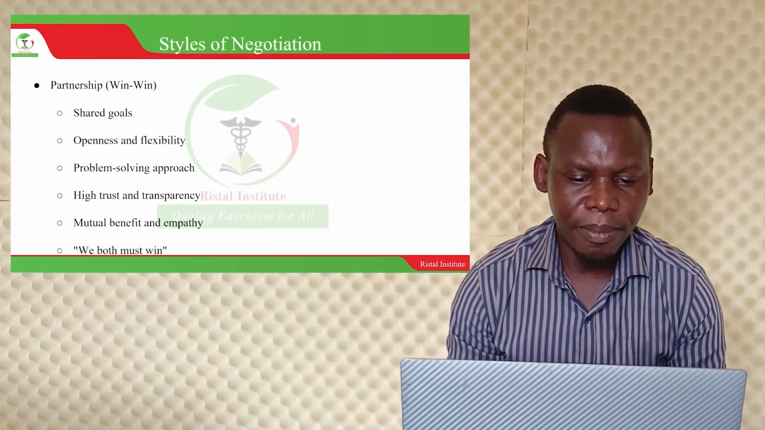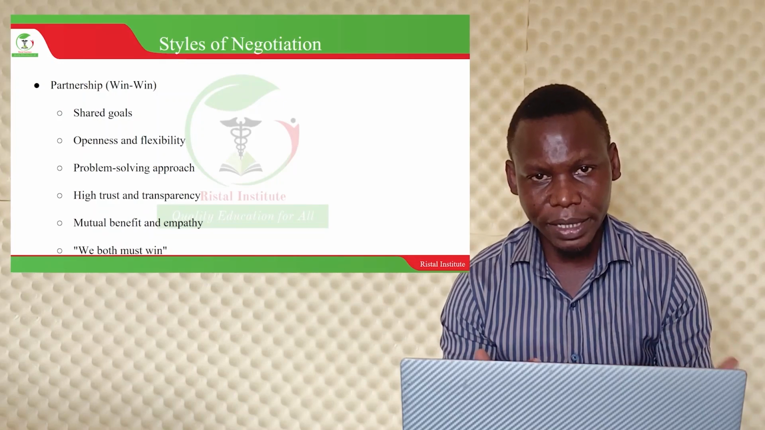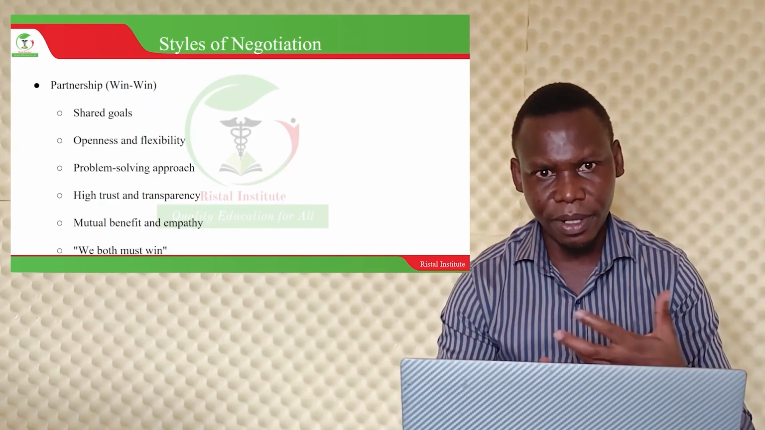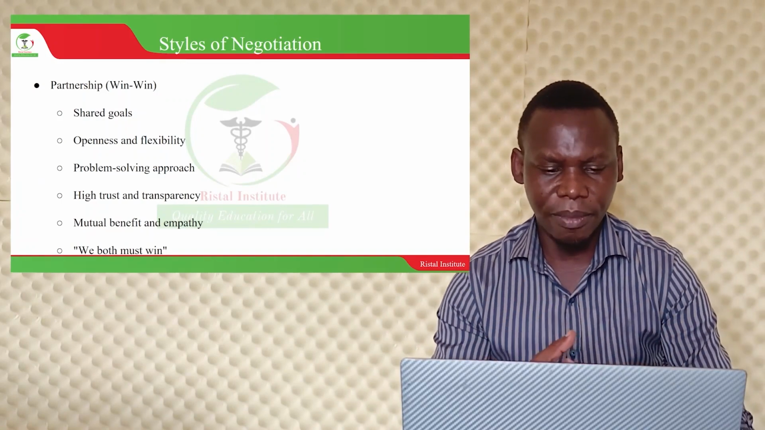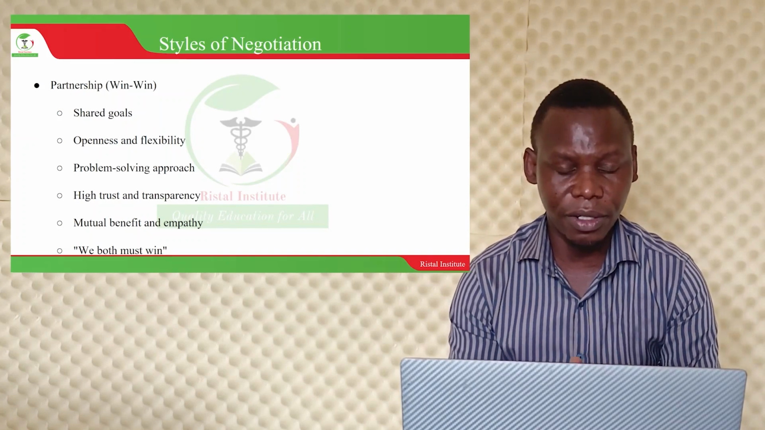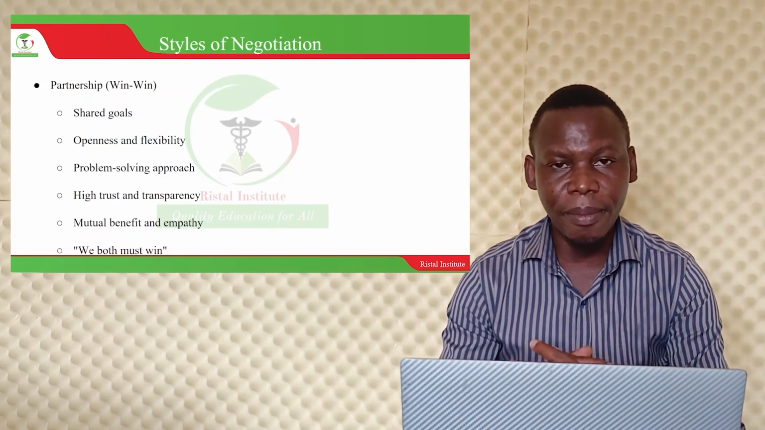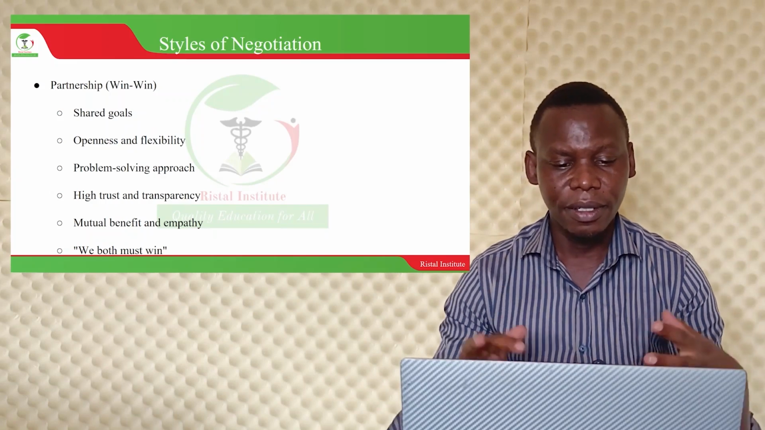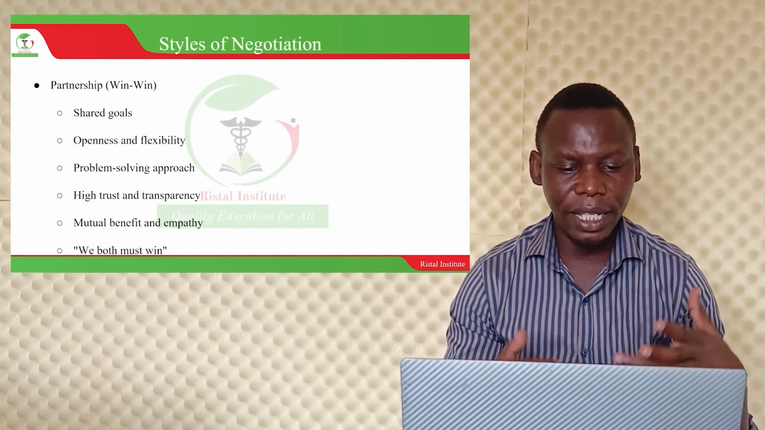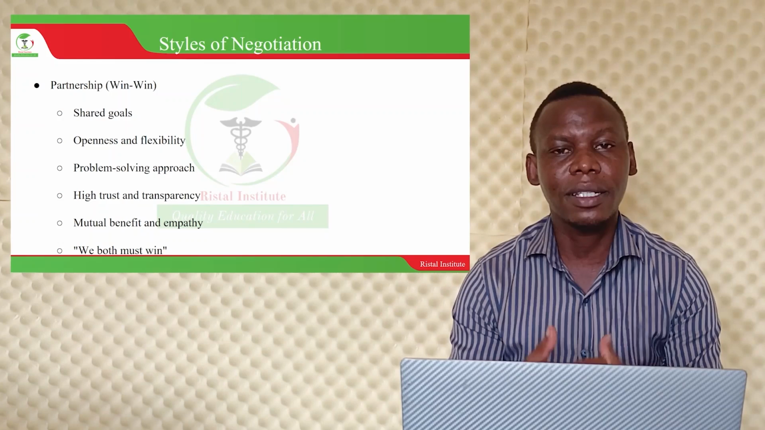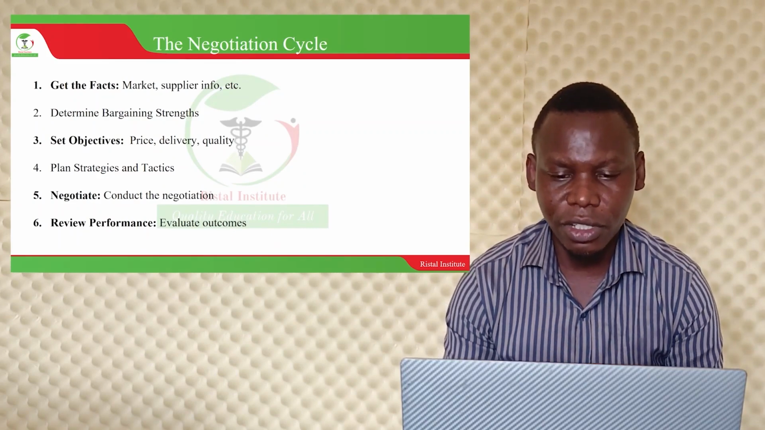It's not rigid. There's a problem-solving approach also. It involves solving problems that may come with a product and may come within the negotiation process, and how that problem could be the lead time, could be the delivery time, and these issues can be handled in this style of negotiation. There's high trust and transparency. There's mutual benefit and empathy in this style also. Both parties go home when they are all satisfied. In this style, everyone has an attitude of we both must win. Everyone must win.